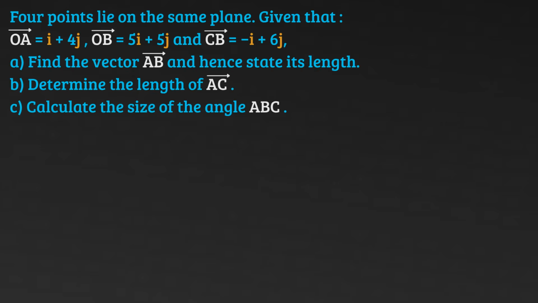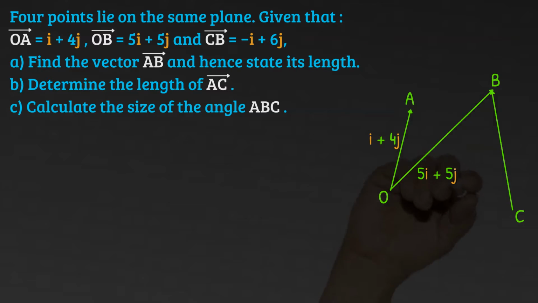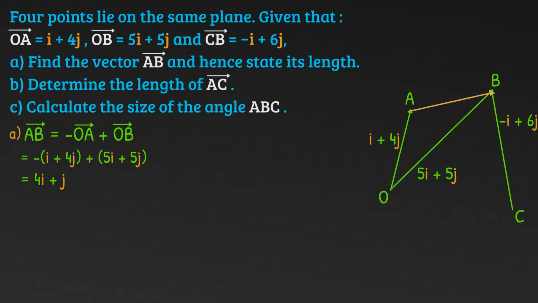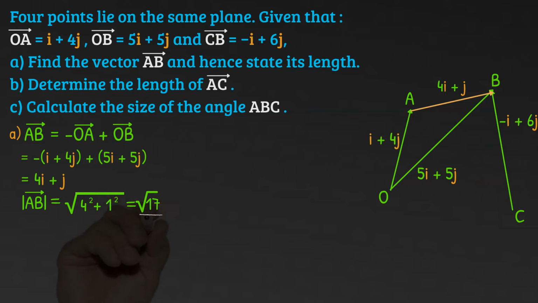So in the next question, we're given 3 vectors, OA, OB, and CB, which we can write down on a sketch like this. Now for part A, we're asked to find the vector AB and hence state its length. Now as AO is the same as minus OA, we can write AB as minus OA plus OB. And putting these values in gives us AB is equal to 4i plus j. So the length of AB is going to be the square root of 4 squared plus 1 squared, which is equal to the square root of 17.